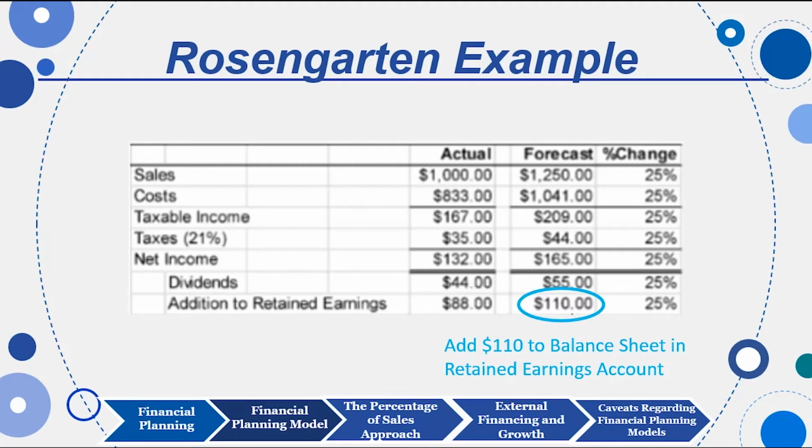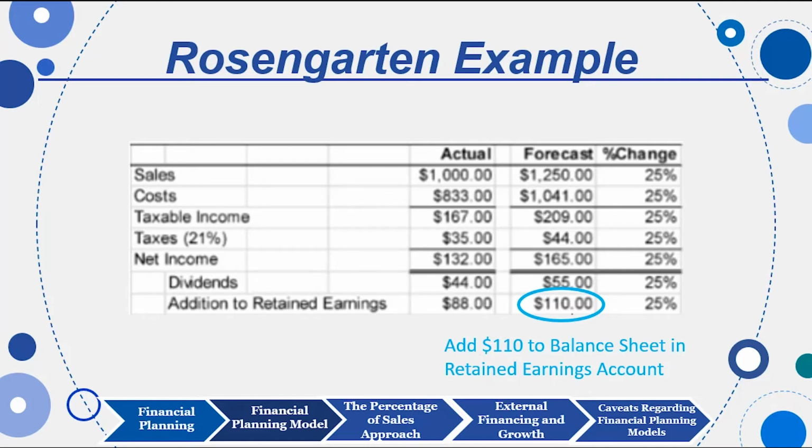And we'll do the same thing on that $165 million this year, if these were in dollar millions. So in that case, I would, of my net income pie of 165, I would give out 55 and I would keep 110. Back to Rosengarten, I can do that. Dividends are 1/3 of net income. Additions to retained earnings are 2/3 of net income, and I just take 1/3 of 165 and 2/3 of 165 to get those numbers.